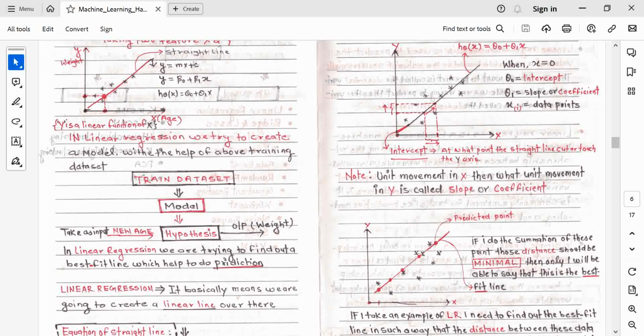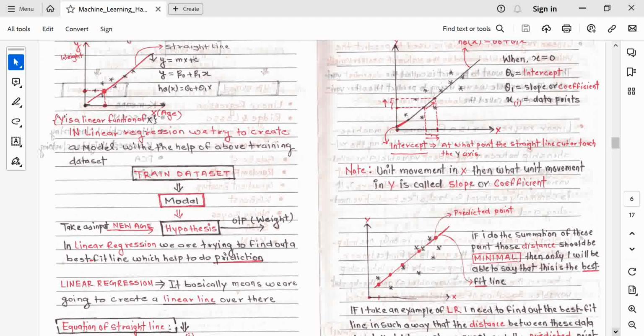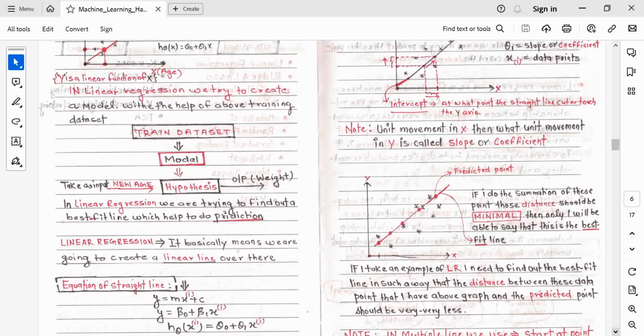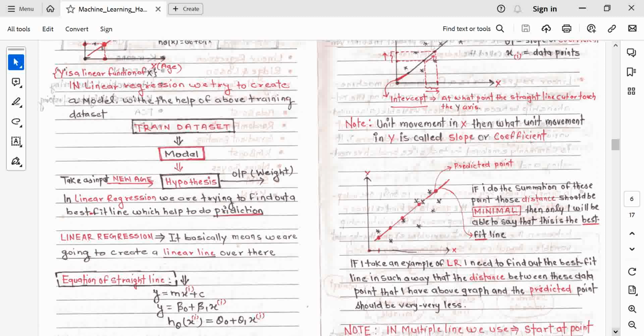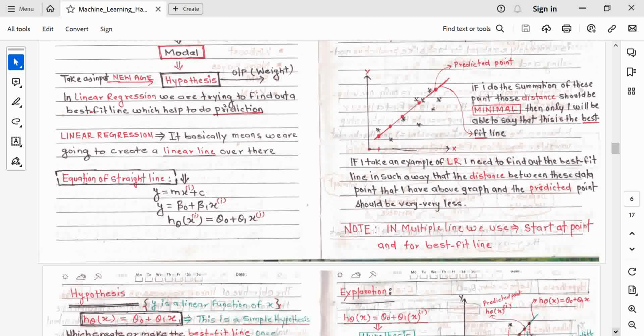Note, I have written some notes over here about the linear regression model. A unit movement in x, then what unit movement in y, is called slope or coefficient. I have written some examples here.